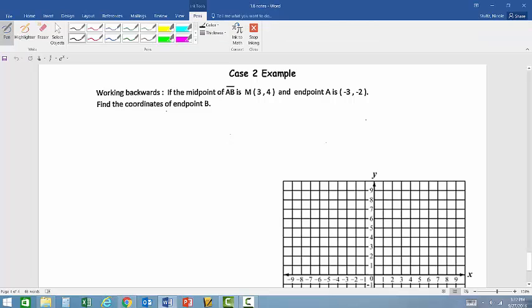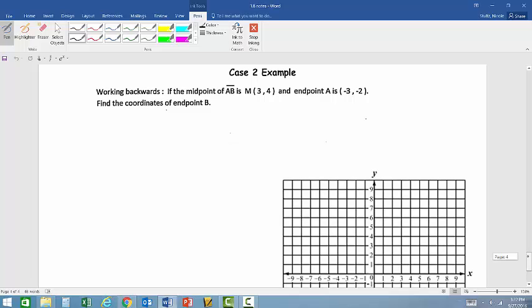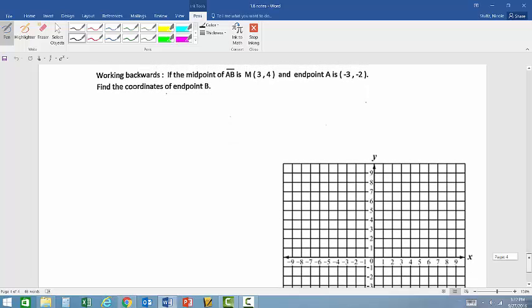Today we're going to do part 2 of our notes, and it's going to be pretty short. We just have one example to do, but it is a case 2, which is harder than case 1, so we want to pay attention closely and keep our work nice and neat. Alright, so what we're going to do first is graph the points that they gave us so we have a visual of what the situation is.